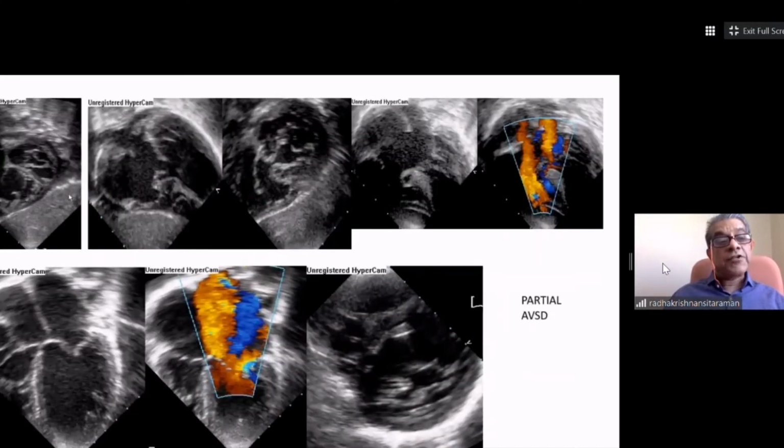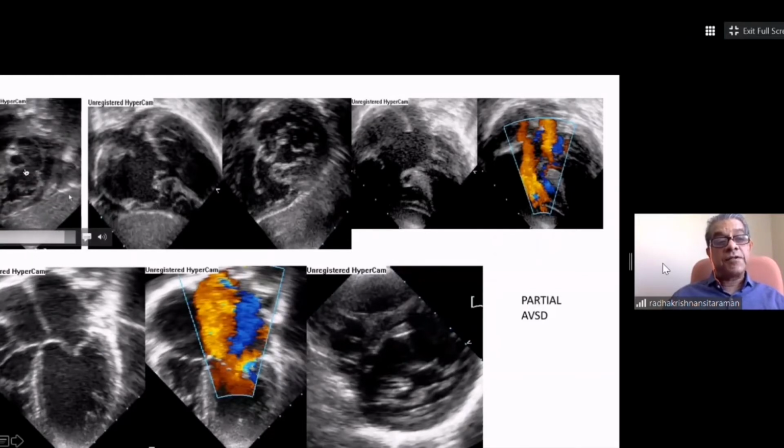Here is a combination of views. The upper panel shows that this is a partial atrioventricular septal defect. This is a sagittal view from the subxiphoid.